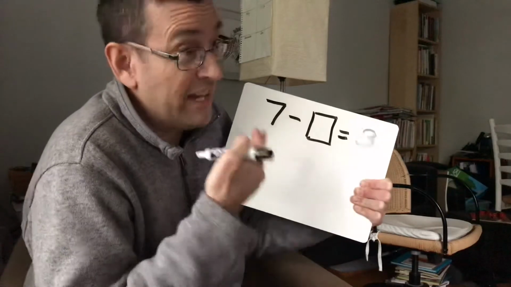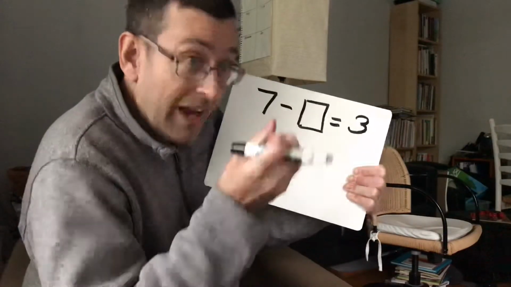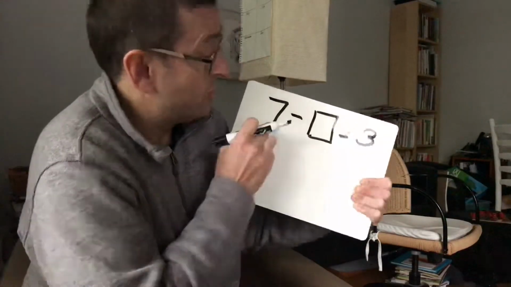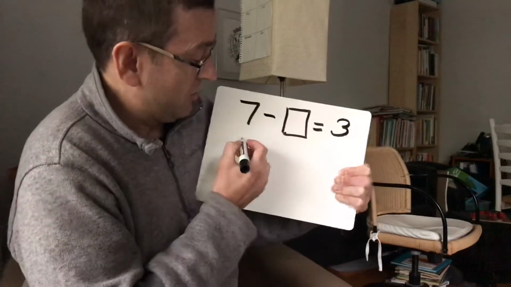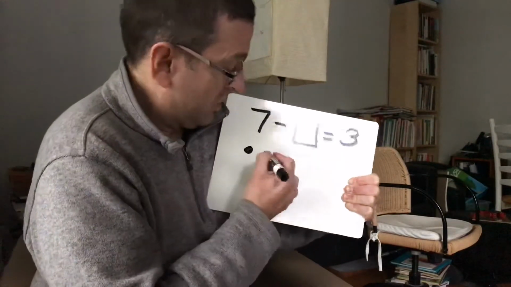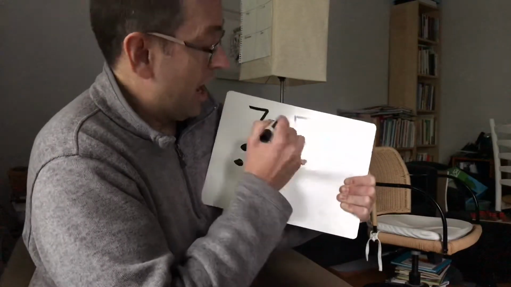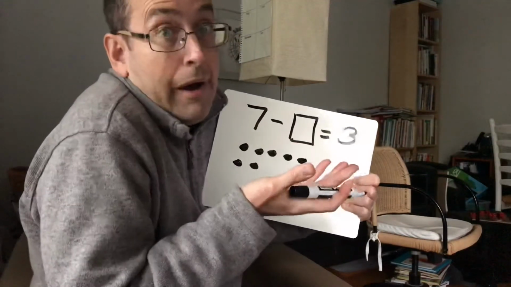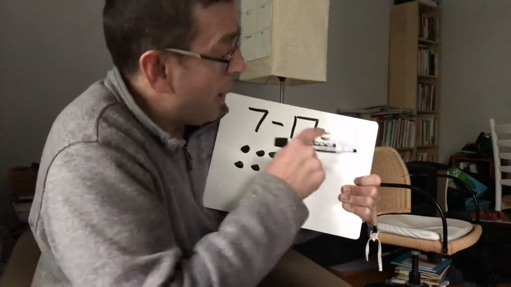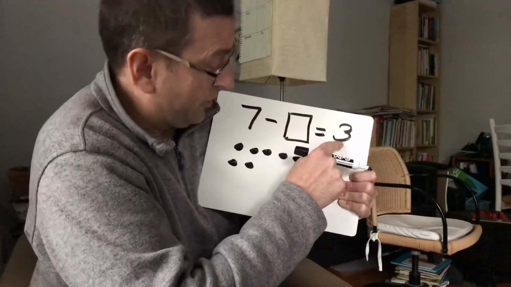And then, when I draw or act out with objects, it really helps me solve the problem. So I'm going to take 7 cookies. Let me do my 5-group drawing for 7. 1, 2, 3, 4, 5, 6, 7. I'm going to take away some of them. I don't know how many to take away, but then I'm going to leave 3 that are left.